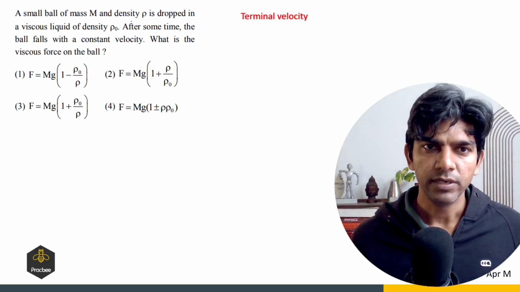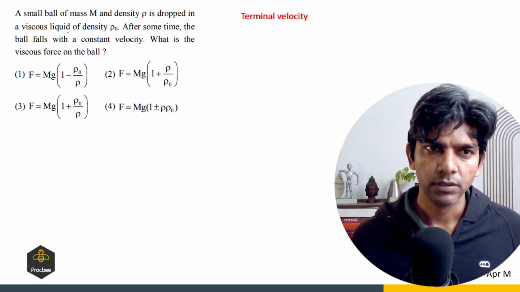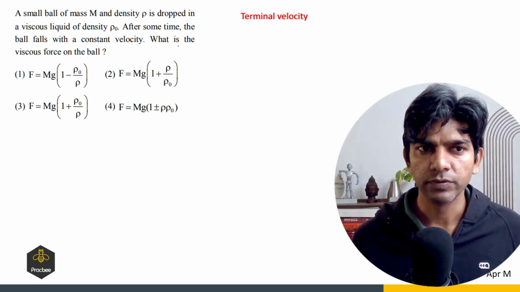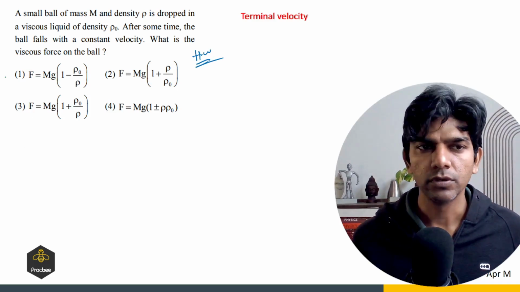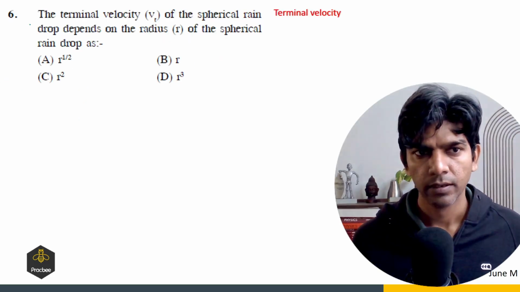A small ball of mass m and density rho is dropped in a viscous liquid of density rho naught. After some time, the ball falls with a constant velocity. What is the viscous force? We have done the same question, right? So I'm keeping this as homework. If you try to solve, you will get option 1 as the answer.